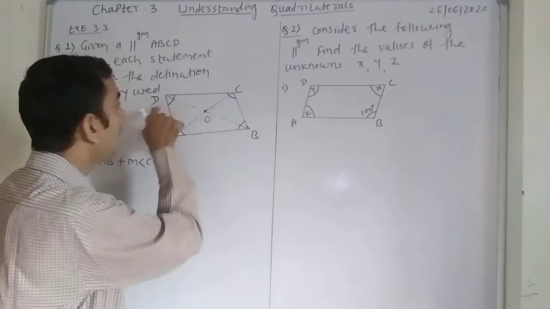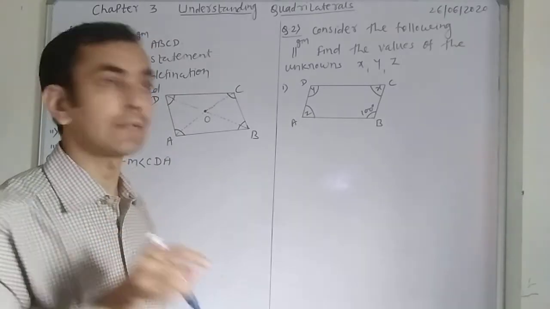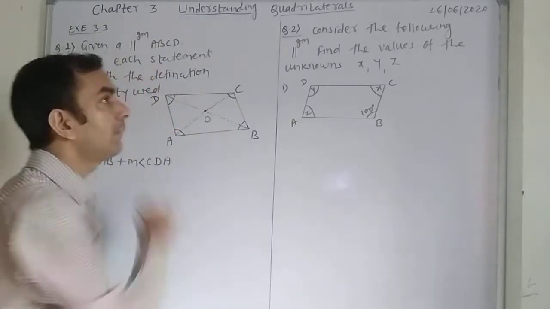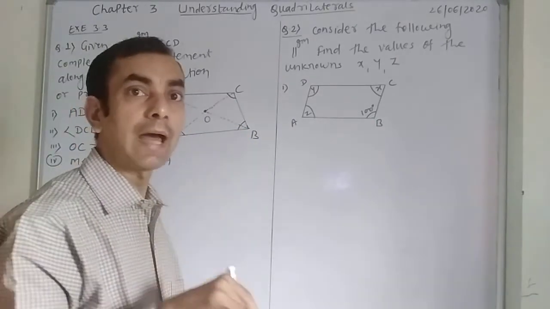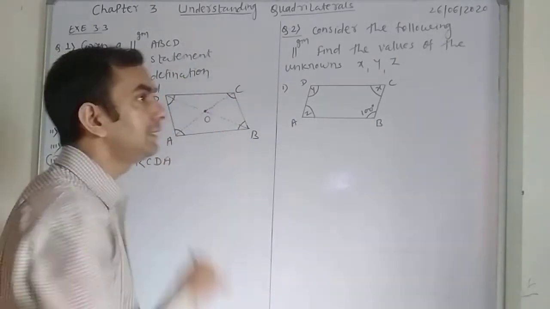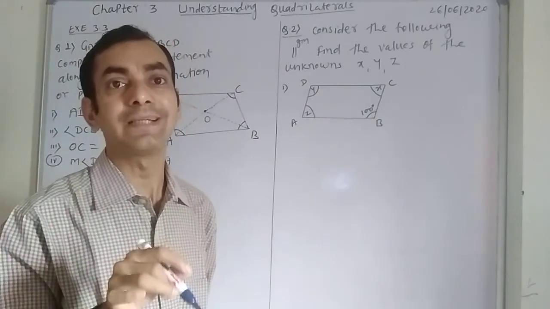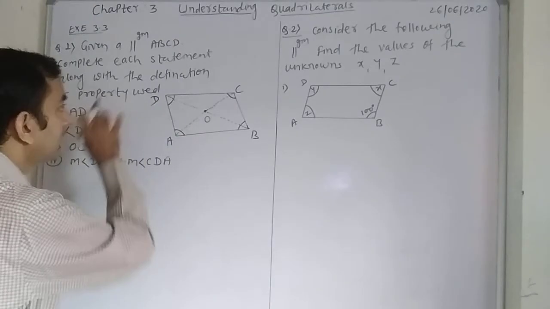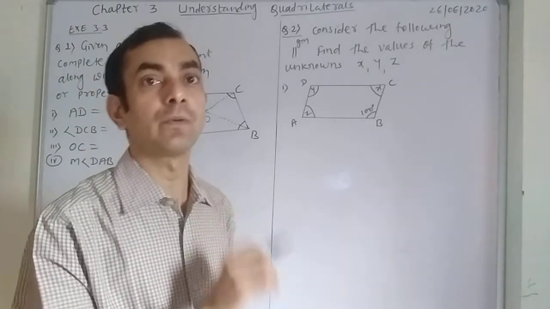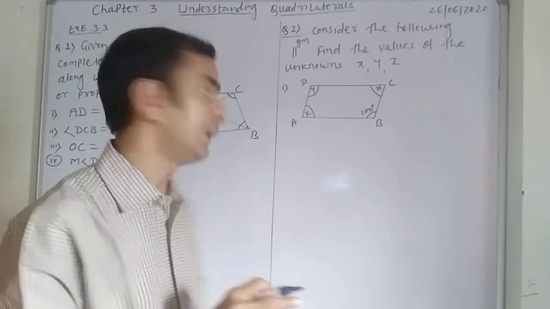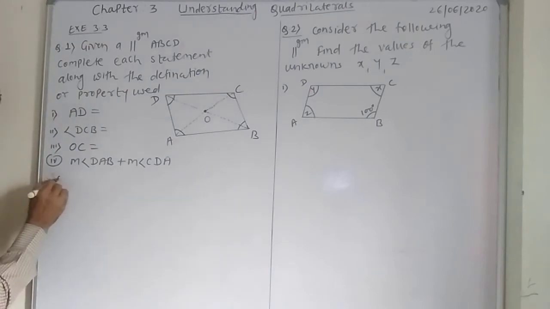Similarly, B and D are the non-conjugative vertices. If we join two non-conjugative vertices, like here we joined B and D, then BD is one of the diagonals, and similarly AC is the other diagonal. Again, in a parallelogram the diagonals bisect each other. This example number 1 is basic, depending on the results, properties and definition of the parallelogram. Here we are writing the solution.